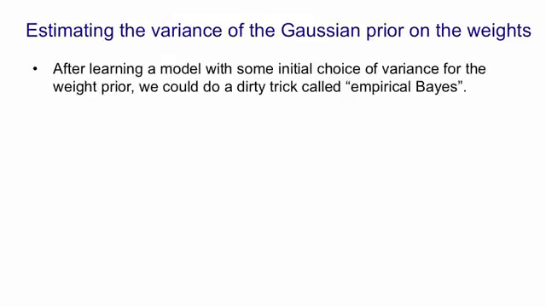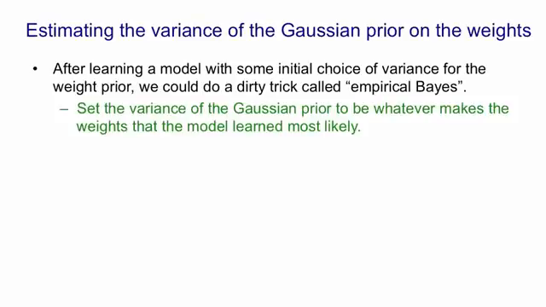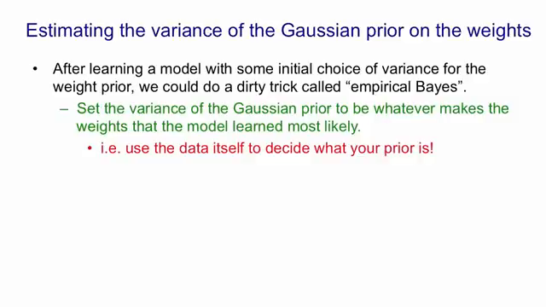We have to start with some guess about what this variance should be, then we do some learning, and then we use a very dirty trick called empirical Bayes. We set the variance of our prior to be the variance of the weights that the model learned, because that's the variance that will make those weights most likely. This really violates a lot of the presuppositions of the Bayesian approach. We're using the data to decide what our prior beliefs are.